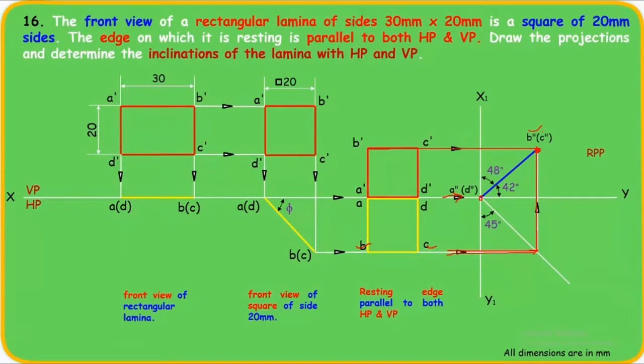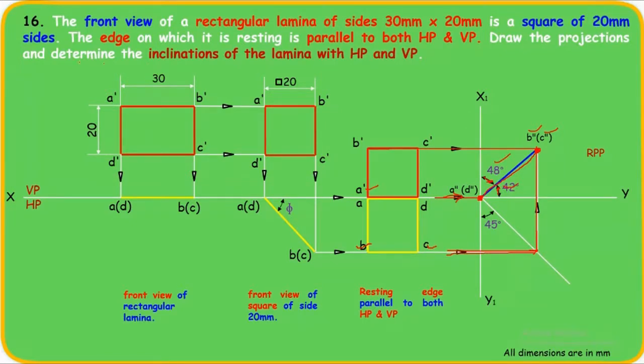So it is B double dash and C double dash. And here, since in both the front view and top view, A and D are at the same point, this is your A double dash and D double dash. Once you get this, just join this. That is your side view, and you can measure these angles. So this angle is with respect to the horizontal plane. This angle is with respect to the vertical plane.